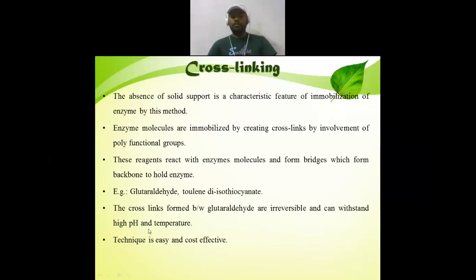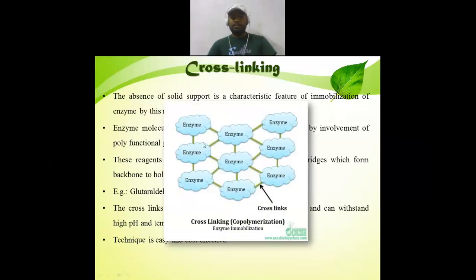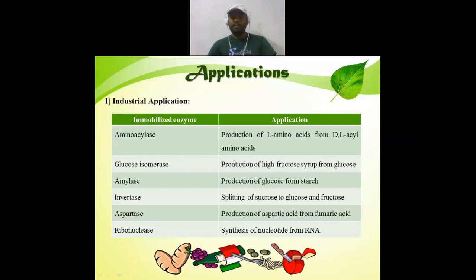So this is one advantage. You can use this cross-linking immobilization technique over a wide range of pH and temperature. Then the technique is easy and cost effective. Here we don't require any support material, so it is cost effective, and you only use chemicals like glyceraldehyde or toluene diisocyanate, so it is easier. This is how the enzymes are cross-linked together to form a copolymer. It is another type of immobilization technology.